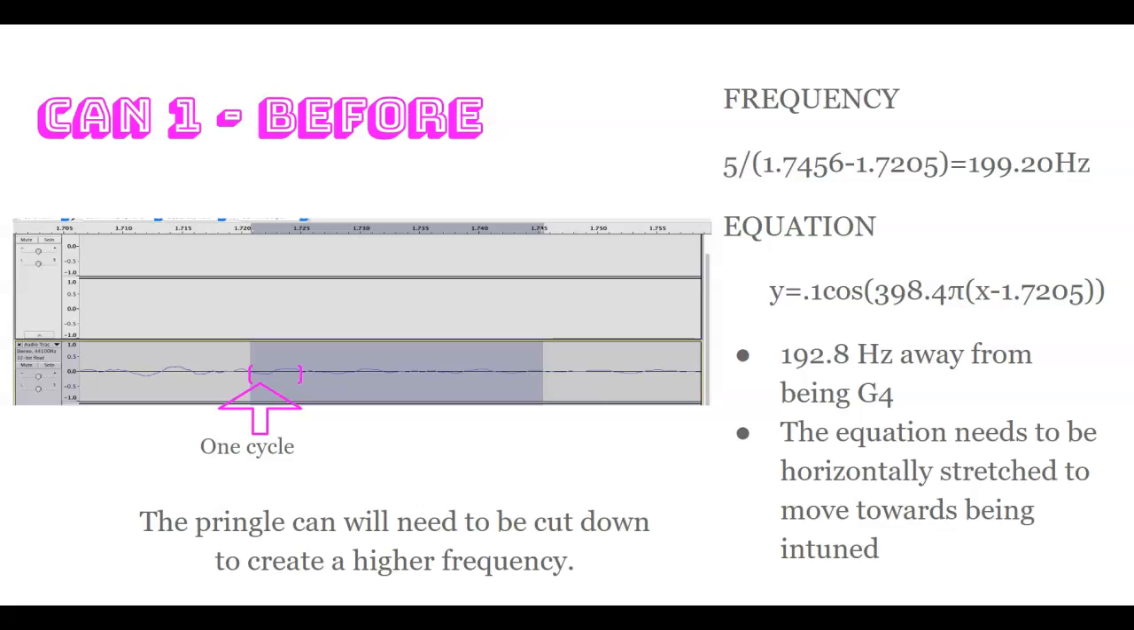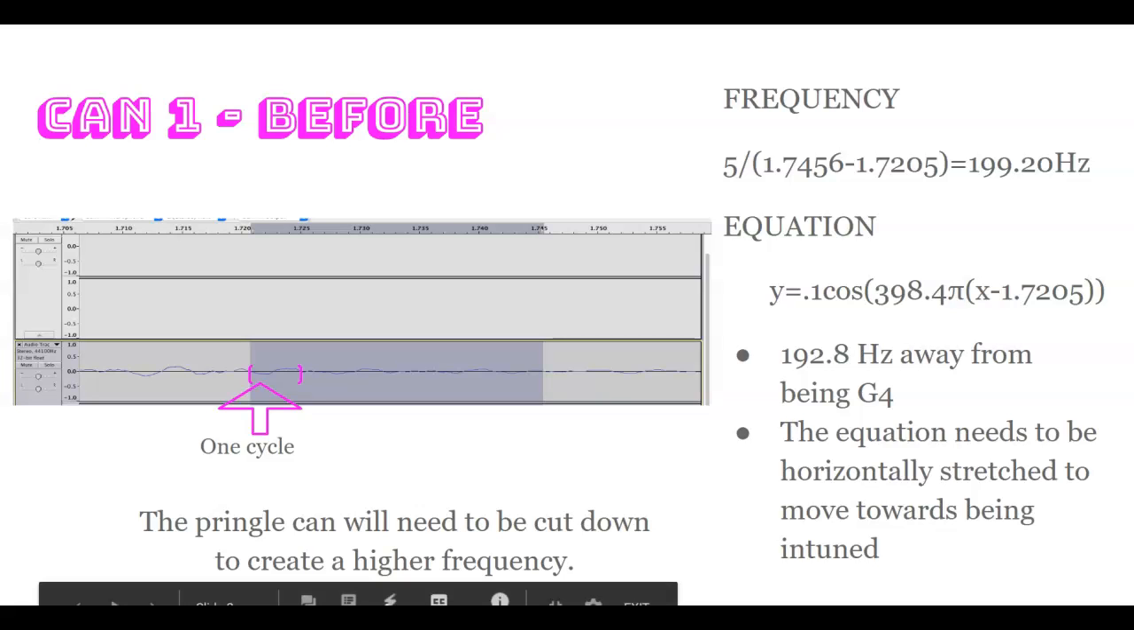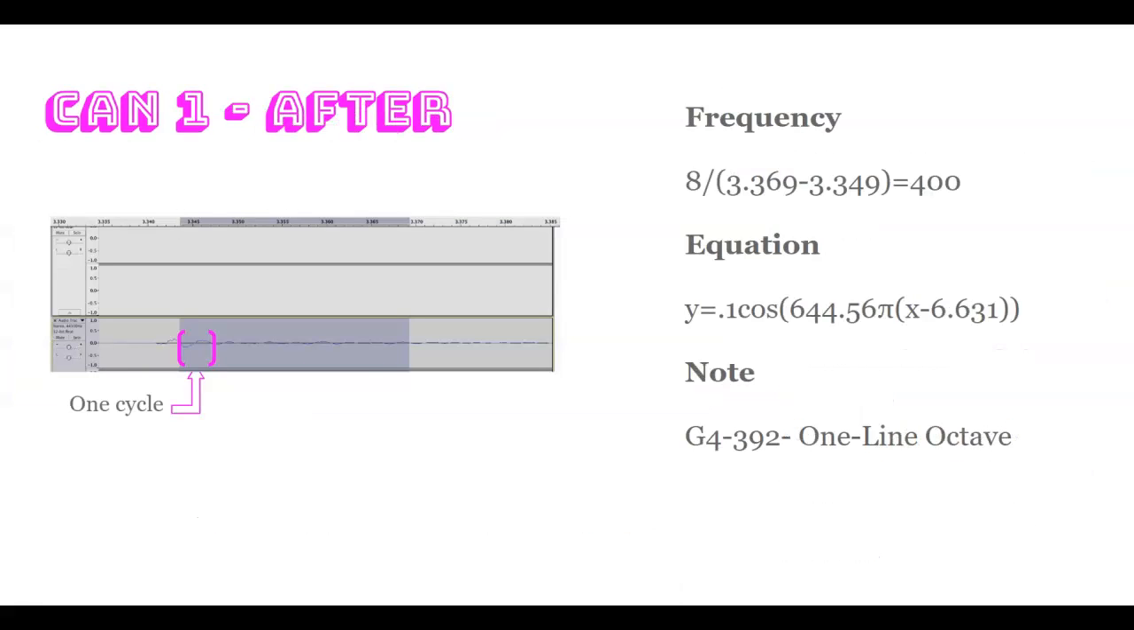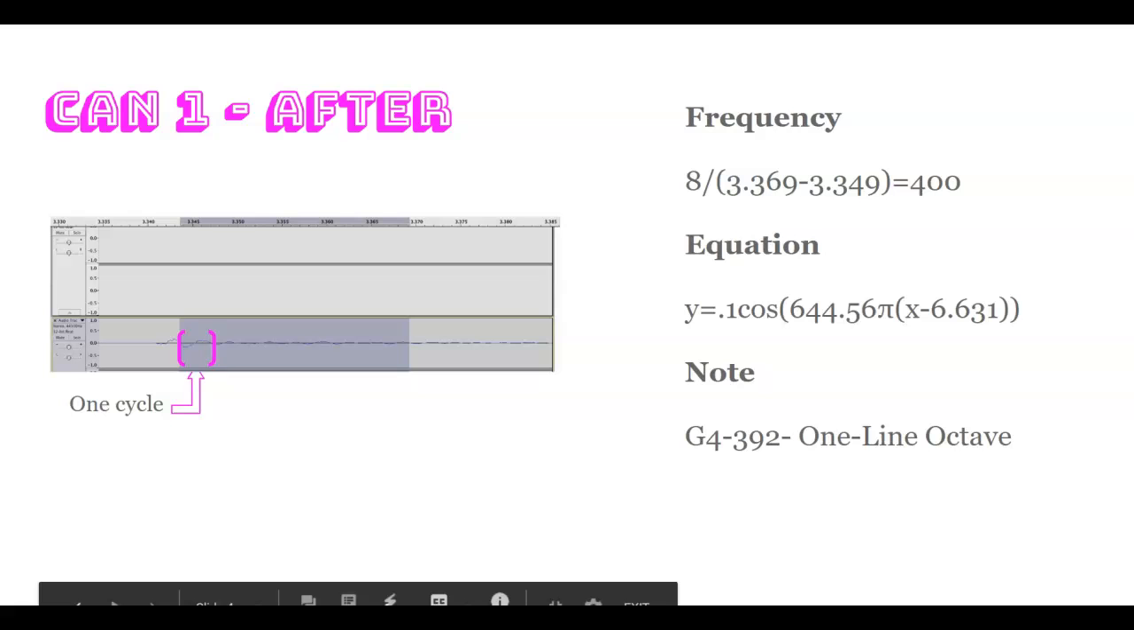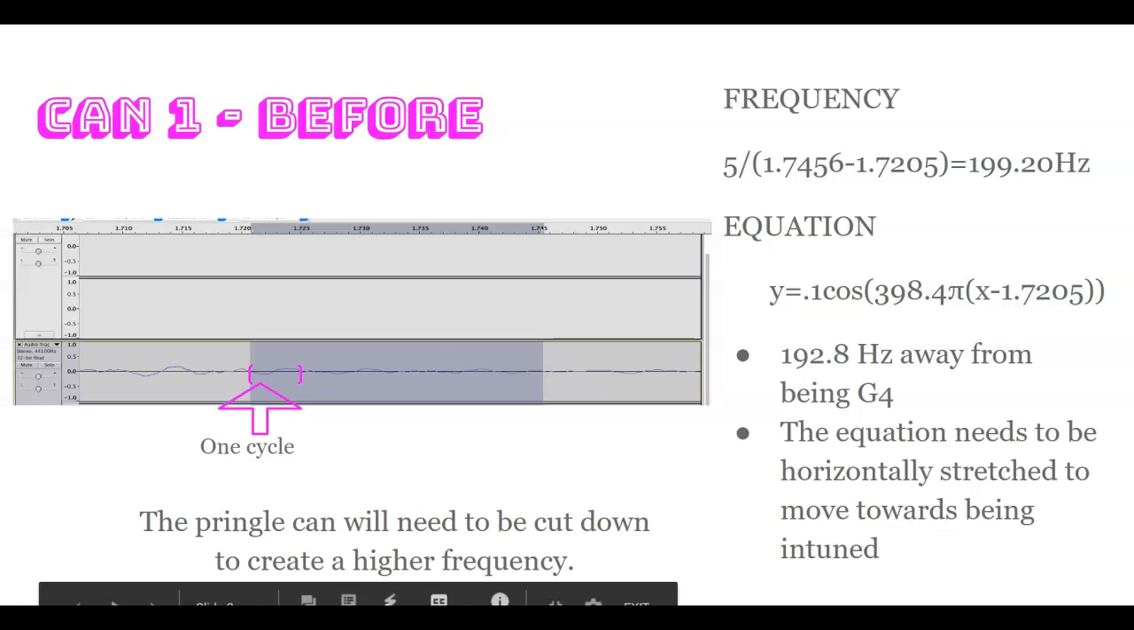Now this project will have 5, but your project only has 4. So notice she numbers the cans, so she calls this like can 1, okay? And it's her before, and then, sorry, let me go back a couple of slides. Okay, so this is her can 1 before.